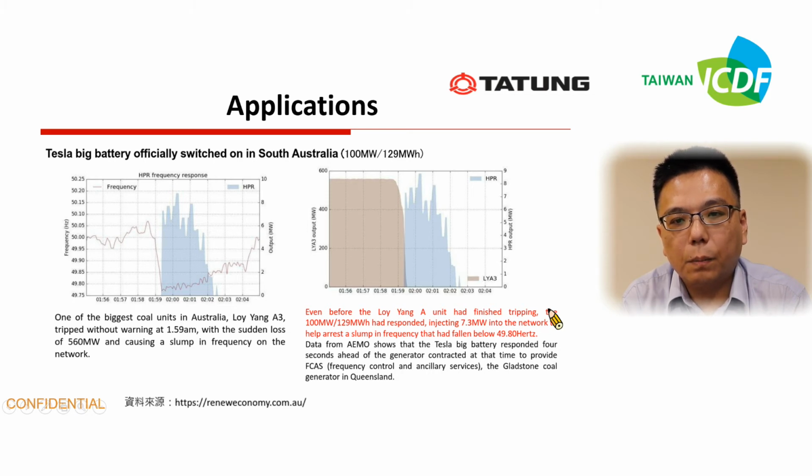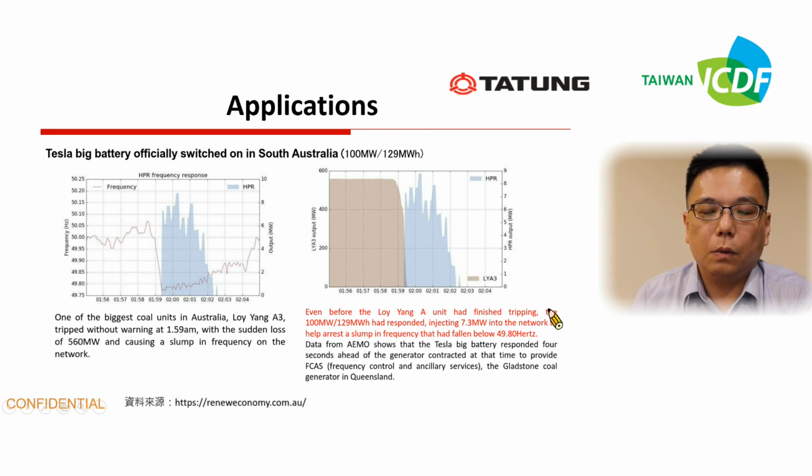So it means, in the power grid, if at that time the battery system had been under construction, it means the battery system could not have supplied power to the grid. There would have been a crash of the power grid in Australia when the Loy Yang A3 tripped without warning. So it also shows that the application of energy storage has an extra function in ancillary service.